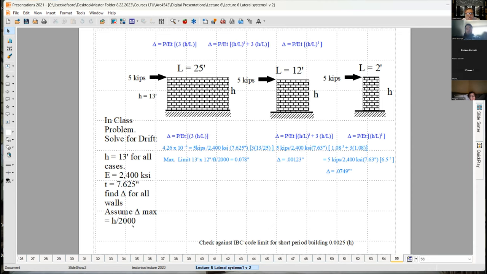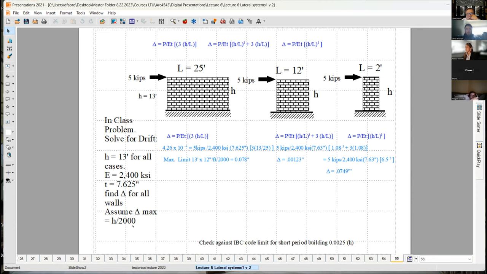Our next one would be the intermediate wall. 13 by 12 is roughly 1, so it's going to meet the intermediate wall category. And so we're going to have to work with the full formula, the one on the right-hand side. 5 kips divided by 2,400 KSI times 7.63 inches, that's our wall thickness, times 1.08 cubed plus 3 times 1.08. We get 0.00123 inches.